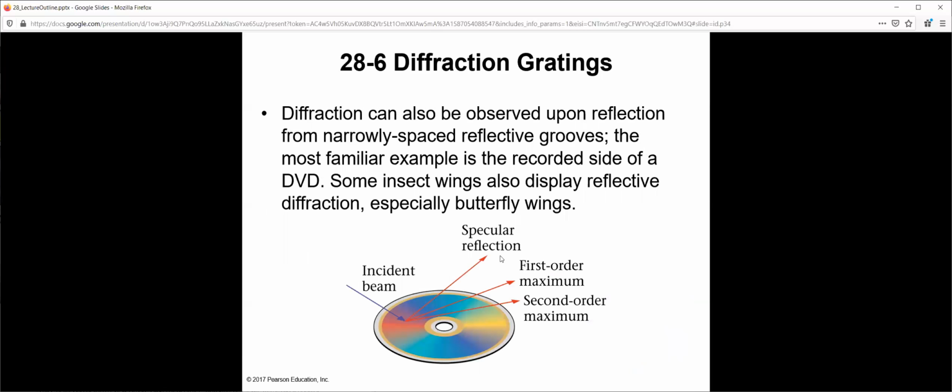And diffraction can also be observed upon reflection from narrowly spaced reflective grooves. The most familiar example is the underside of a DVD. Butterfly wings do this. Basically, if we see a rainbow pattern, that's because light is being diffracted and bent out at different angles, separating it, right?